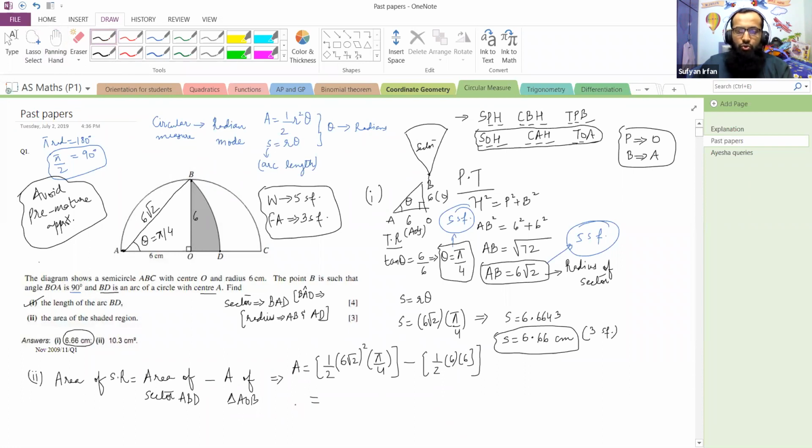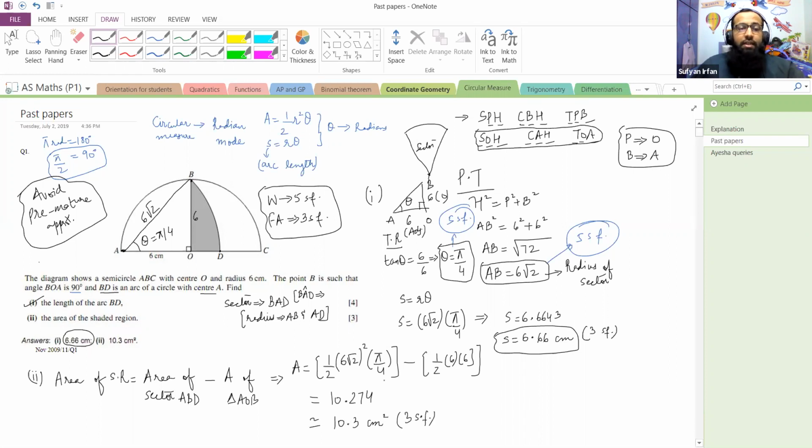Half into 6 root 2 whole squared into pi by 4 minus 18. And yes, we got the answer. In 5 SF, we have to write it first, 10.274, and then we round it off to 10.3 centimeters square, correct to three significant figures.